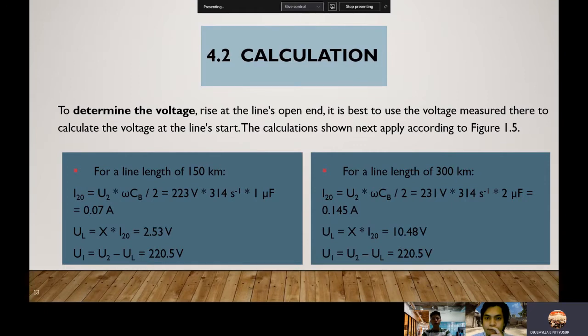For the line length of 100 km, we use I20 = U2 times omega C divided by 2, so we got the answer 0.04 ampere. For the UL we got 2.53 volts, and U1 we got 220.5 volts. Then for the line length of 300 km, as usual we got 0.145 ampere. For the UL we got 10.48 volts, and for the U1 we got 220.5 volts.